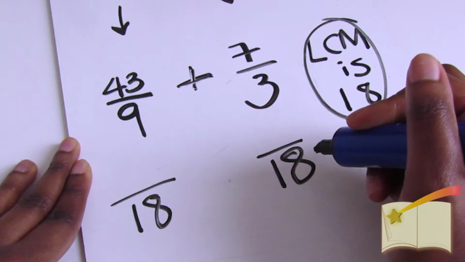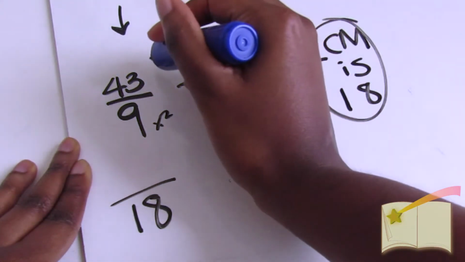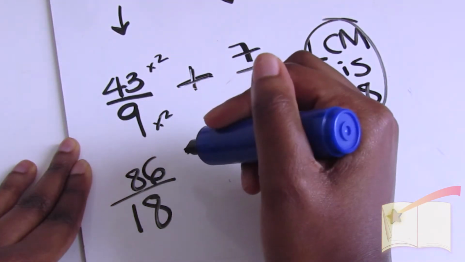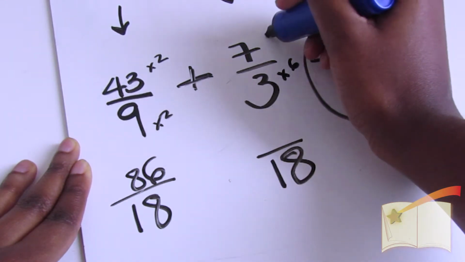How do we get from 9 to 18? You multiply it by 2. And what you do to the denominator, you also do to the numerator. Therefore, we have to multiply 43 by 2. This will then leave us with 86 over 18.